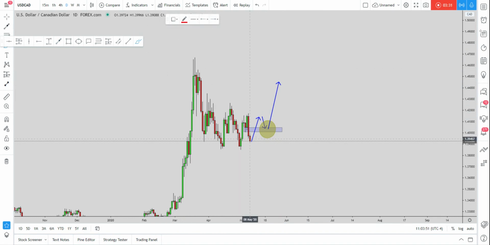But we first need to see a daily close above this area. If the market does not manage to break above this area, we will never be considering a long, because we are below resistance, and we need to be above support to be looking for a long from a daily perspective.